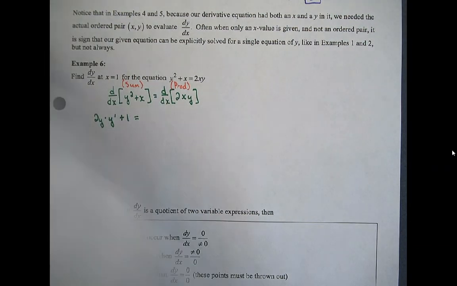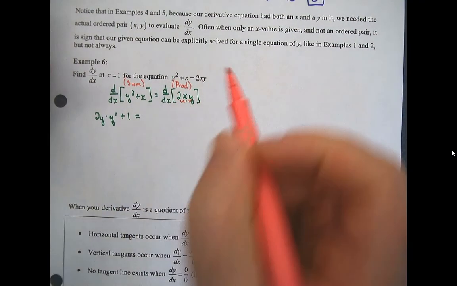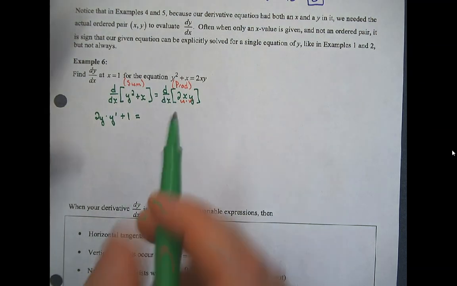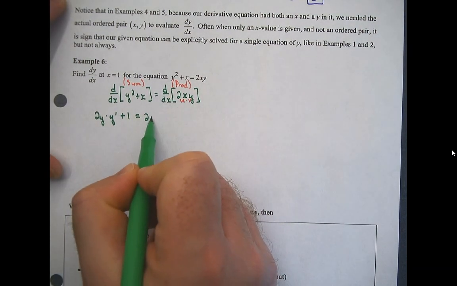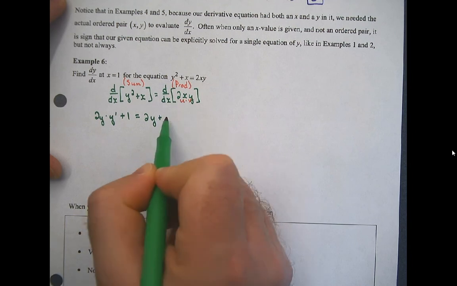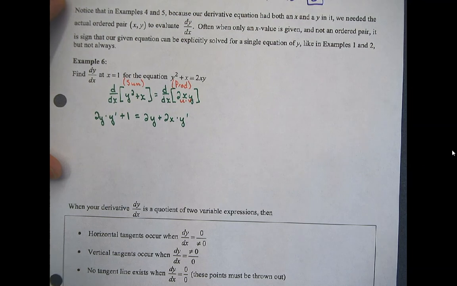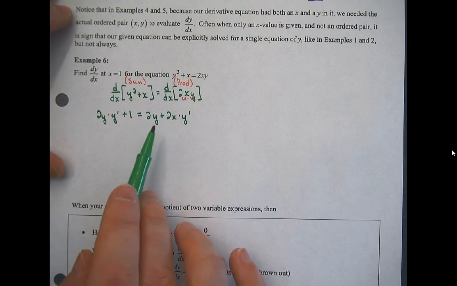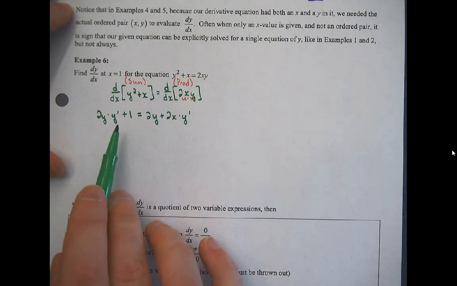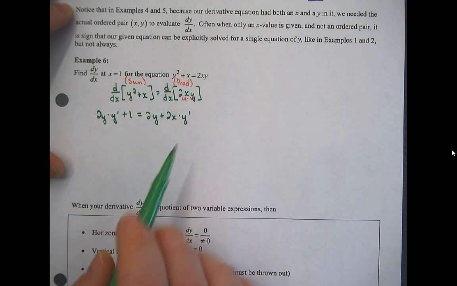Maybe it'd be helpful if I wrote that underneath here. u times v, so my u is 2x. u prime would be 2 times v plus u, which is 2x, times y prime. There we go. Now like I said, if you can't do that, do your u's and v's. Now I need to figure out what y prime is, which means I need to reorganize things so that y prime is by himself.